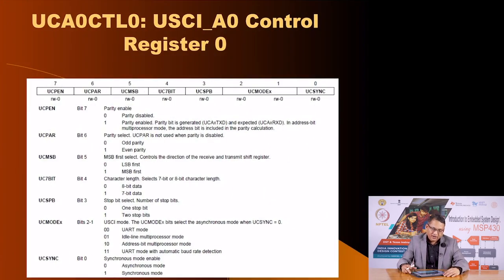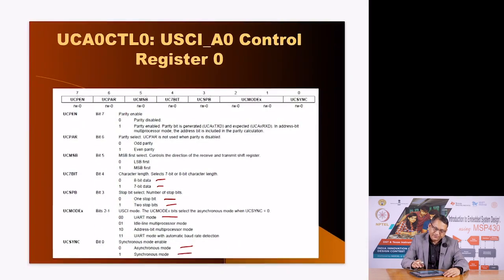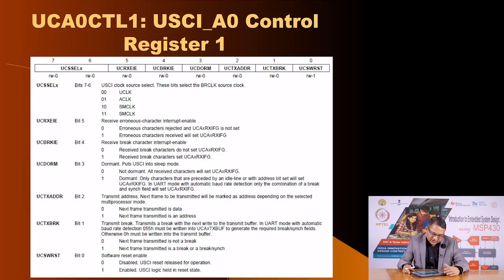I strongly recommend that you go through these slides to understand the operation of the control register. For example, here you are selecting whether you want the parity to be enabled, do you want the MSB first or the LSB first, what is the size of the data transmission, 7 bits or 8 bits, whether you want 1 stop bit or 2 stop bits, whether you want to operate in a UART mode and so on, and whether you are doing synchronous or asynchronous mode of communication. Then the control 1 register allows you to select what sort of clock source you would like to have and so on.